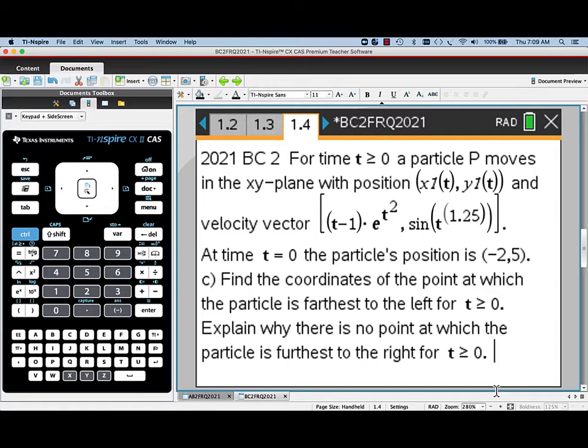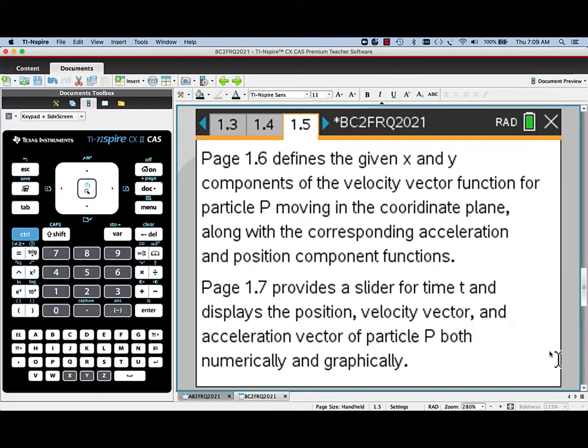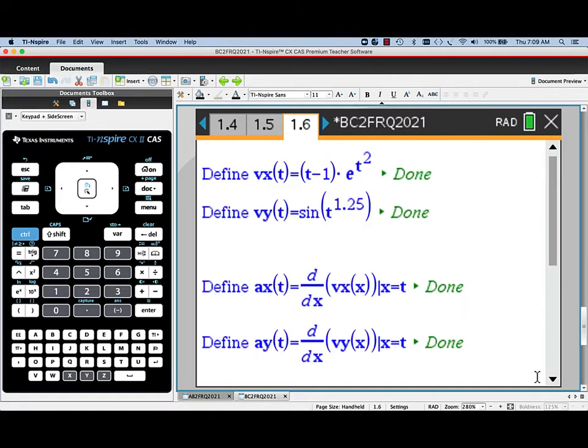Now, in this particular file, we're going to set up a nice visualization that's dynamic. Here's how it's going to work. On the next page, I'm going to define the x and y components of that velocity vector function for the particle P. Then we'll use those velocity functions to define the corresponding acceleration and position component functions. On page 1.7, we'll have a dynamic numerical and graphical display of position, velocity, and acceleration, with a slider that lets you control time t.